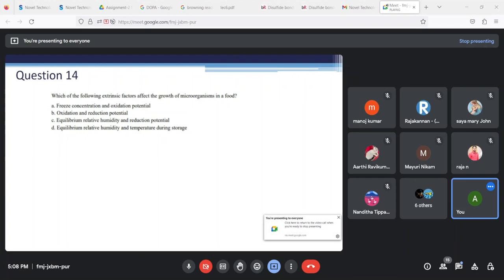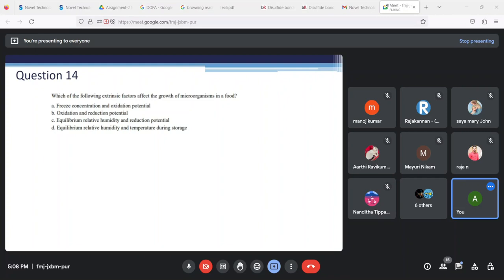So what is an extrinsic factor? The factor which affects the growth of microorganisms externally. Yeah, so it is not a characteristic of the food, it is not a characteristic of the microorganism, it is a characteristic of the environment, and it generally happens during the storage process.